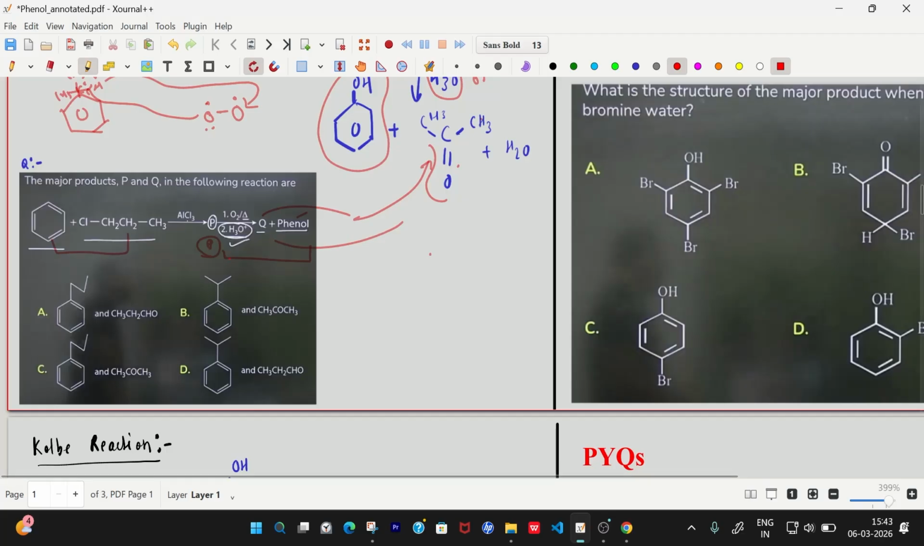mechanism of the alkylation reaction where Cl minus will be separated out, and we get an electrophile, and there will be a rearrangement of the electrophile carbocation to here, and we get the stable carbocation as CH3, CH carbocation and CH3, and this will attach here to form this type of product. So Q is this and P is this. So this is the correct answer.